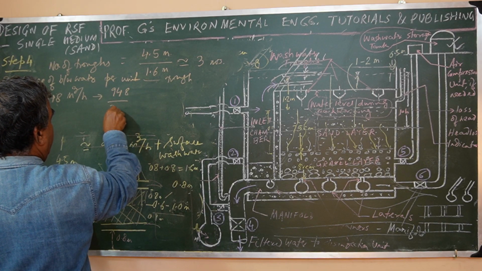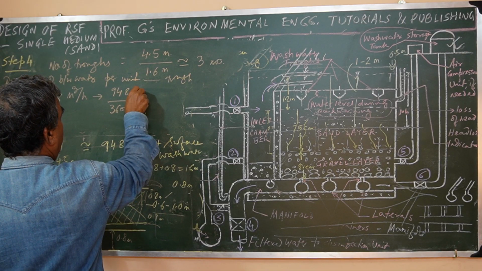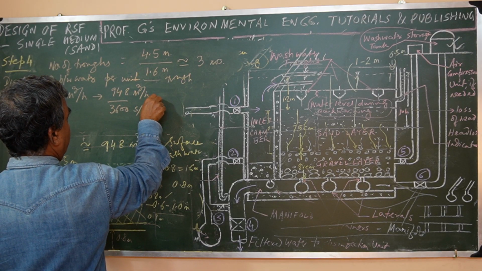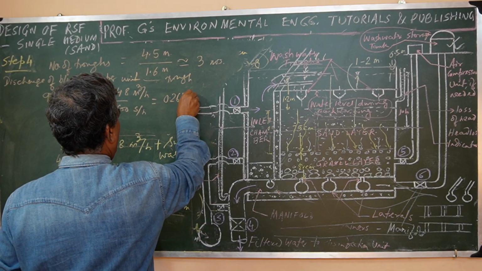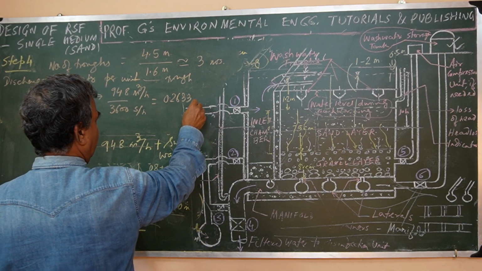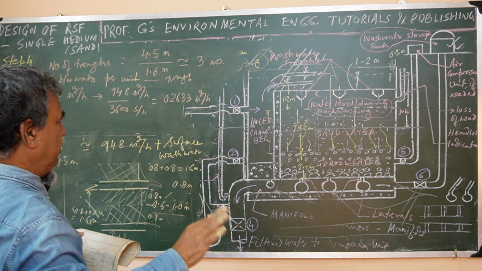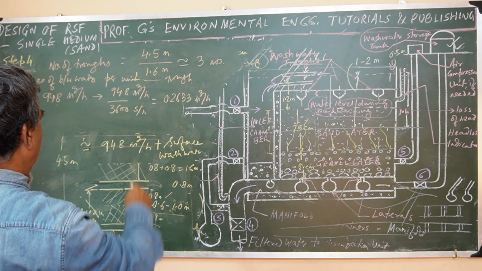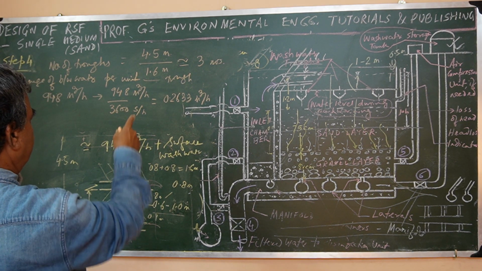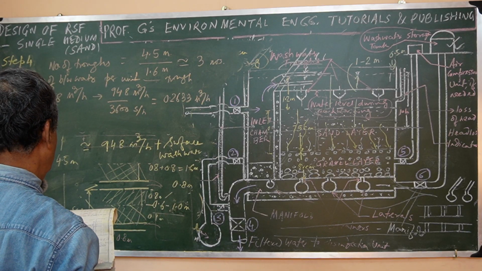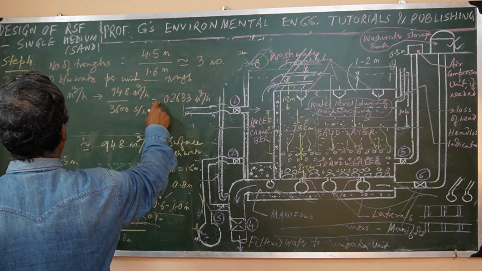So 948 divided by 3600, that is seconds per hour, meter cube per hour. So this actually will give you 0.26. You may check these calculations, okay? There may be a slight deviation, maybe because of the decimals. You can check this. So as it has come here, 0.2633 meter cube per second.